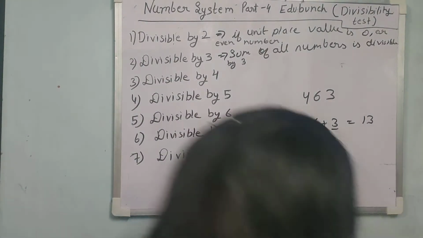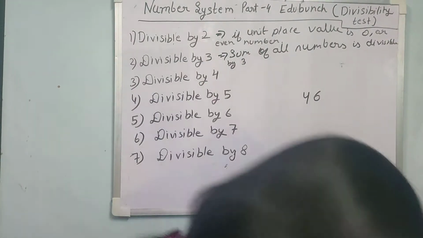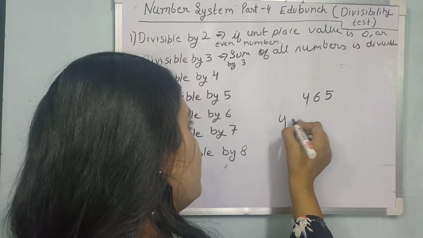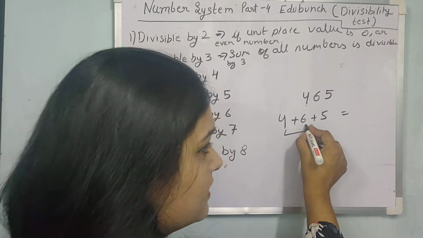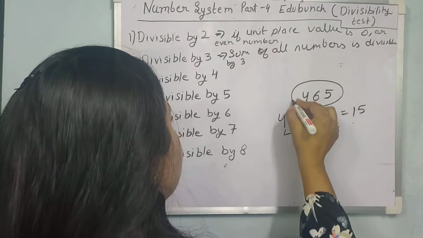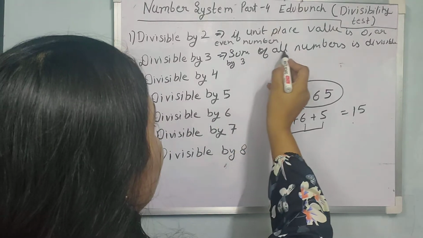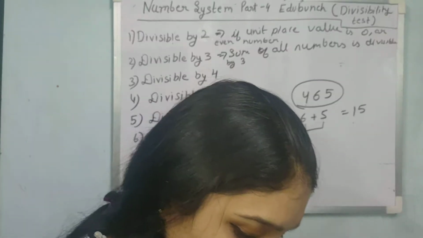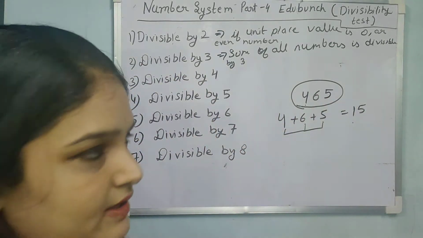If the value is 465, what we can do: 4 plus 6 is 10, plus 5 is 15, so we can say that 465 is divisible by 3. It means if the sum of all digits is divisible by 3, we can say the complete number is divisible by 3.